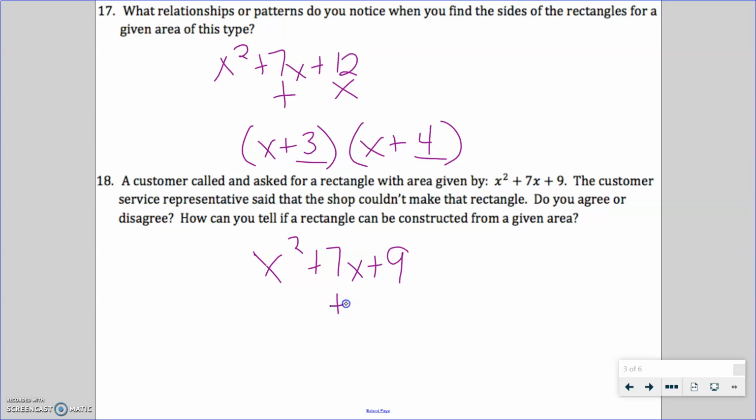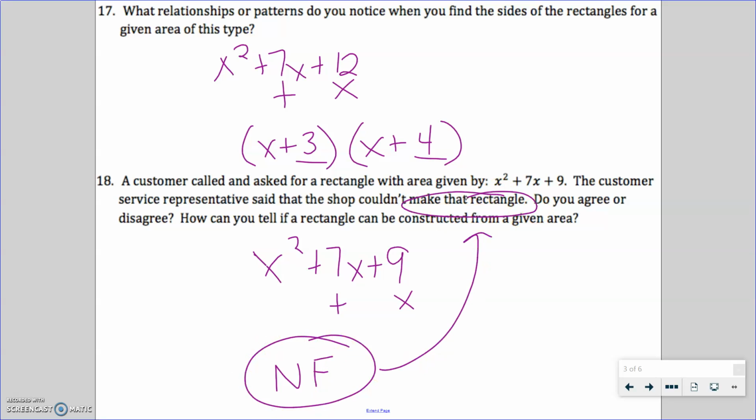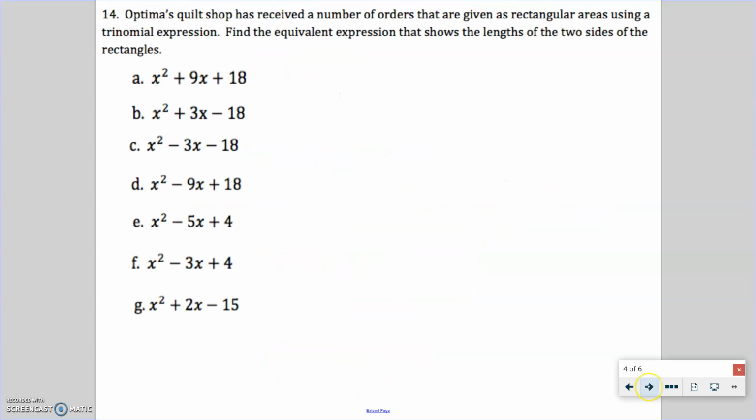So if we're using that same idea, we need two numbers that add to give me 7 but multiply to give me 9. Those two numbers don't exist. If I did 1 and 6, those don't multiply to give me 9. 2 and 5, that doesn't give me 9. 3 and 4, that does not give me 9, and so on. So this would be an example of not factorable, or, right, we can't make that rectangle. That's kind of how you know that it's not a factorable quadratic.